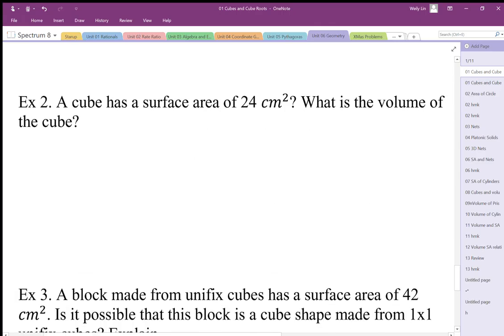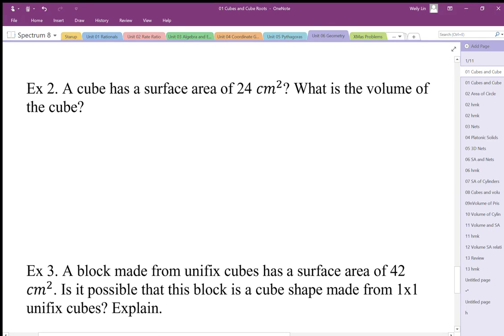Let's do some problems here. I have a cube, and the surface of the cube has a total area of 24 centimeters squared. So again, we need to make sure we understand what we're talking about. We're talking about cubes and area. So the area is the surface on the outside.